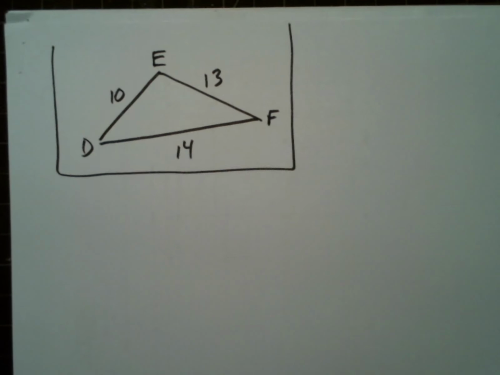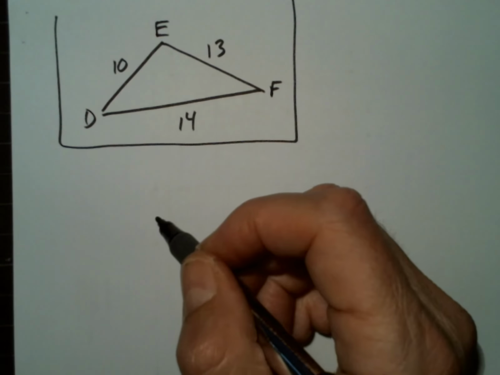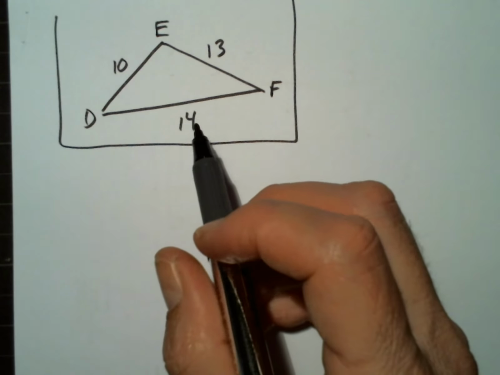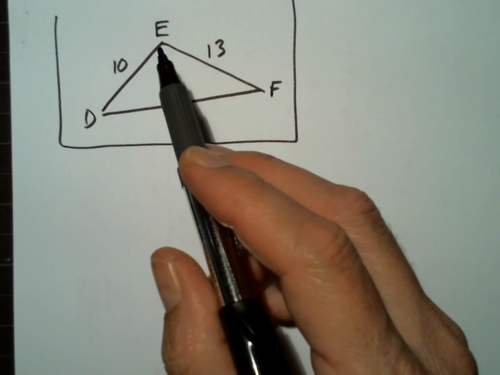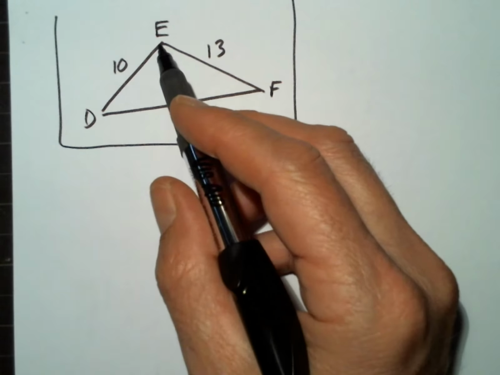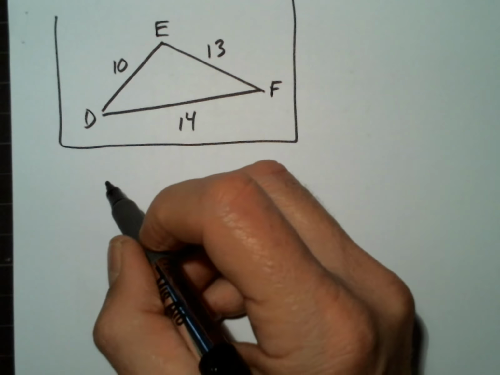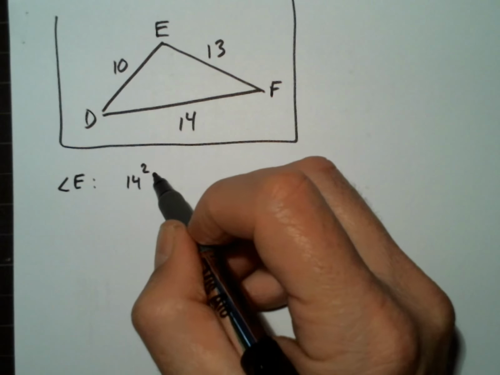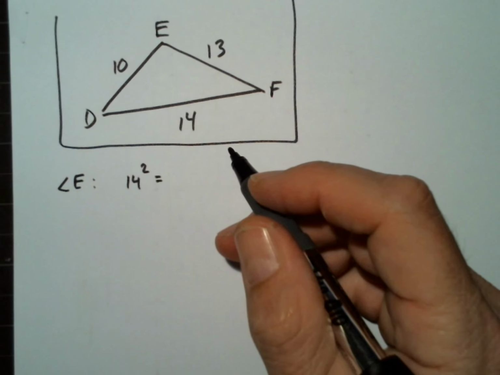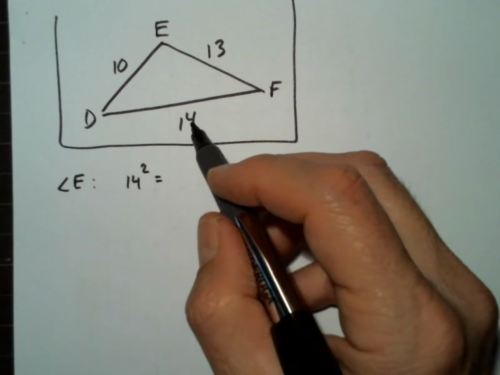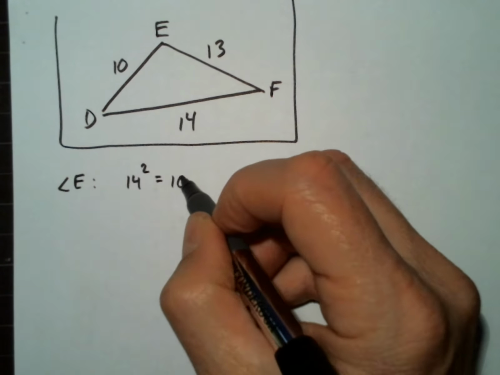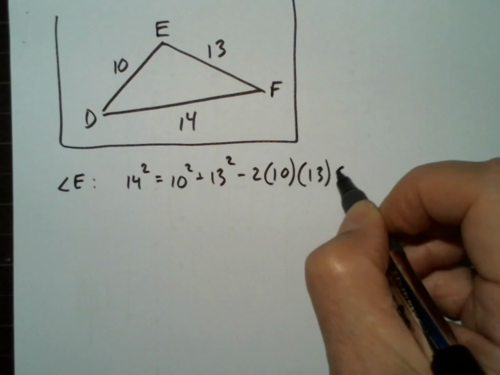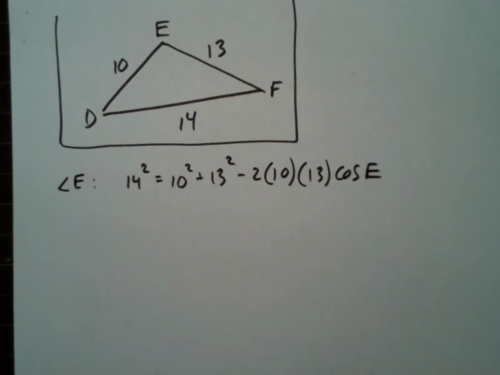Pause the video and try that one. We have to use law of cosines, and we need to find the largest angle first. So here's the largest side, and that means we have to find E first. If we're looking at E, then 14 is the opposite side, and to find angle E, it's opposite side squared equals adjacent squared plus adjacent squared, minus 2 times the adjacent times the adjacent, cosine of E.